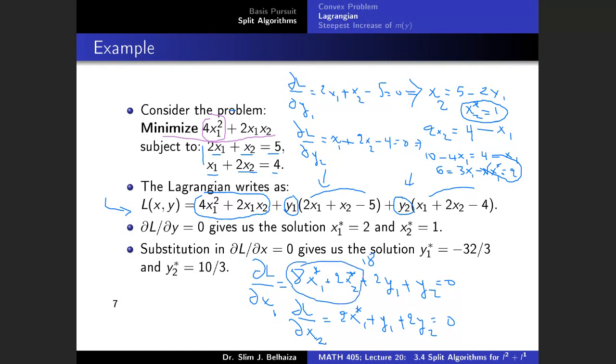Okay? So you have a linear equation which involves only y1 and y2. And also here you'll have 4. And you will end up with this solution. Okay? y1 star is equal to minus 32 over 3, and y2 star is 10 over 3. So these are, in fact, the Lagrange multiplier values at the minimum of this problem. Okay? Got it, guys?